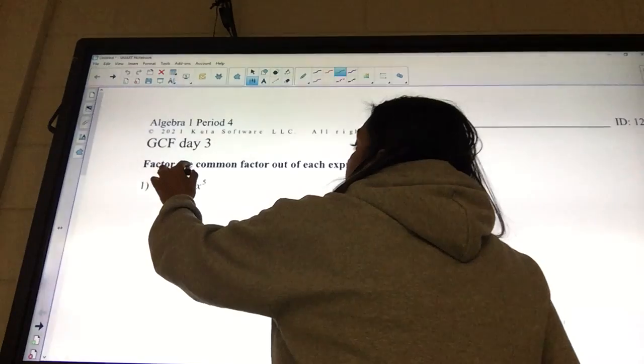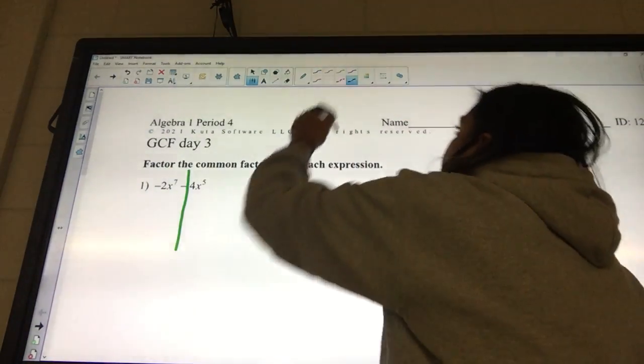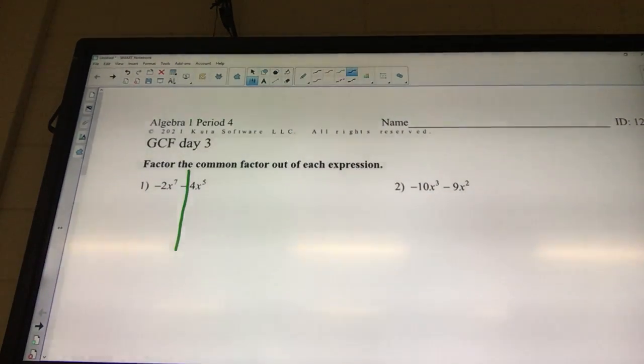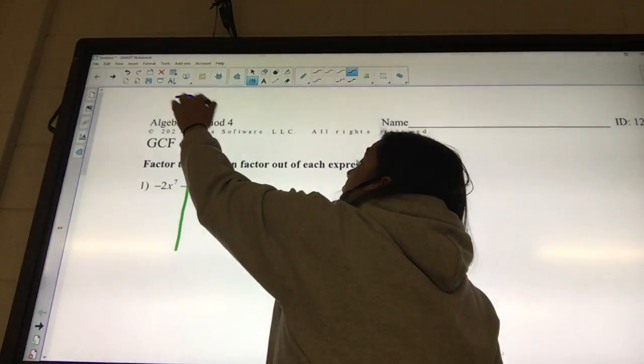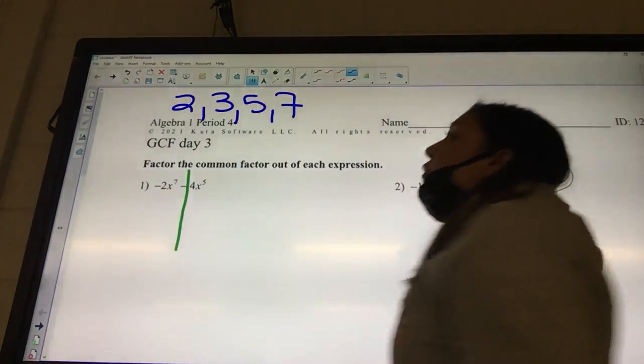Okay, we're going to draw our little line down to separate these two. And before I forget, what's our magic numbers? Our numbers that we can circle when we know where to stop. So 2, 2, 3, and then 5, 7. Yeah, and those are called prime numbers.